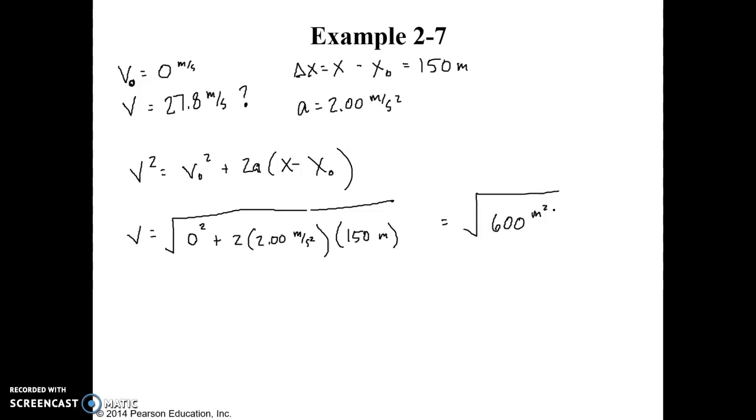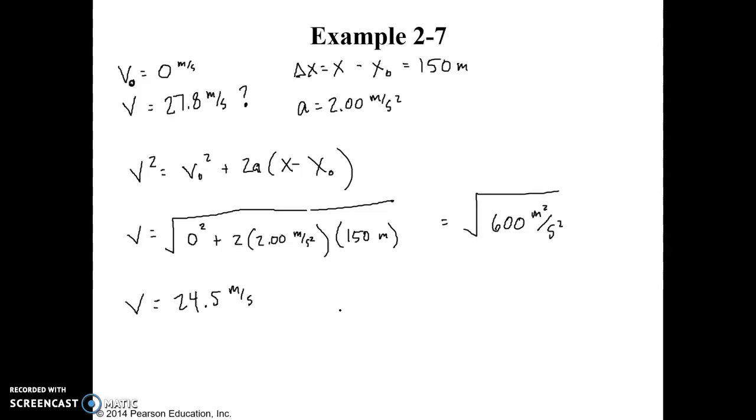Let's see, our units there would be meters times meters per second squared. And when we take the square root of the meter squared and second squared, we just end up with meters per second. So the square root of 600 is 24.5. 24.5 meters per second is the final velocity that our plane will achieve.